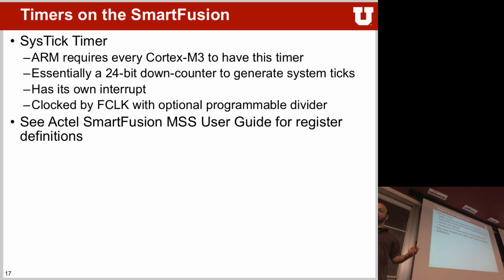And but it only can use the F clock, so the microcontroller clock, and has an optional divider that it can use to go slower than the microcontroller itself. But that's about it. There's not much else that you can do with this timer, except generating an interrupt at a certain period of time. We usually use it in operating systems to do the task scheduler, for example.